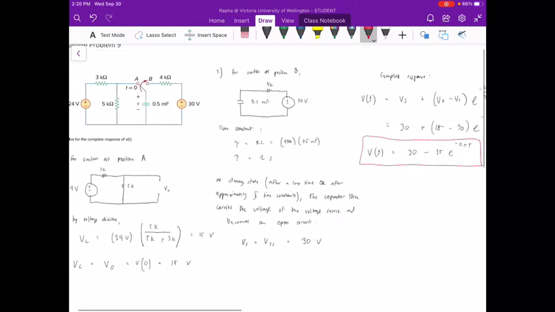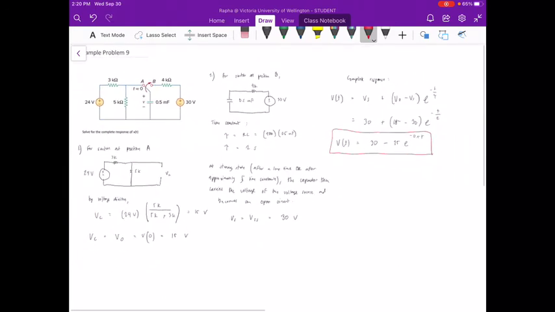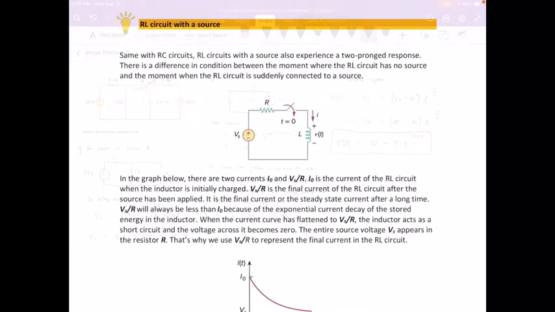So you can obtain a constant value of voltage at a particular time. So that's it for a sample problem for RC circuits with a source. Now moving on to our final topic for this lesson, RL circuit with a source.